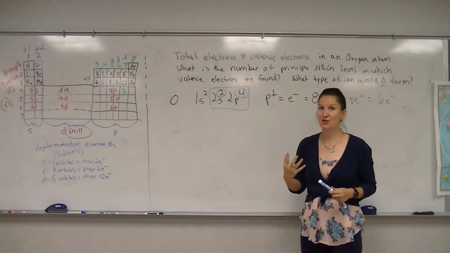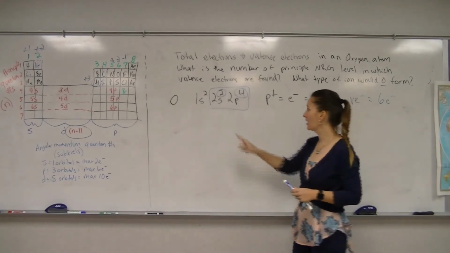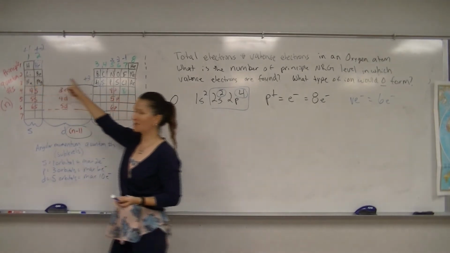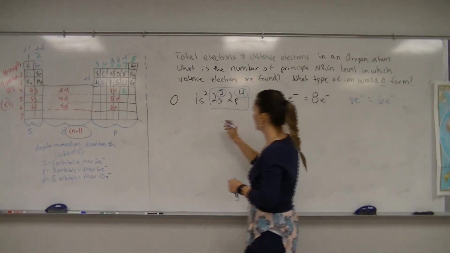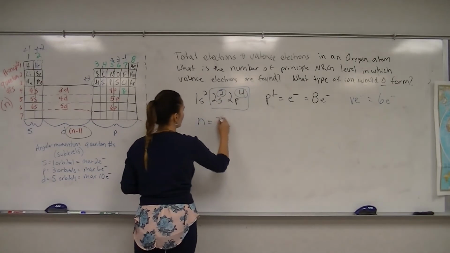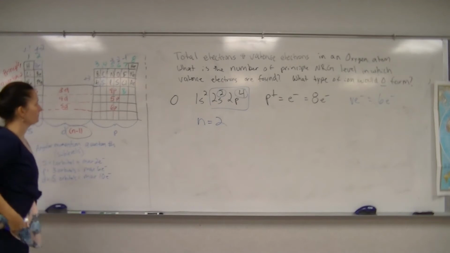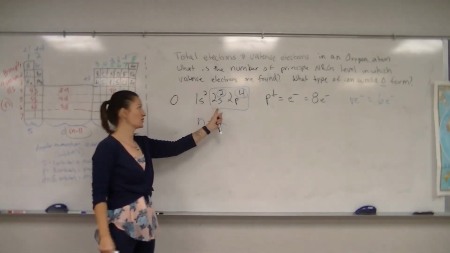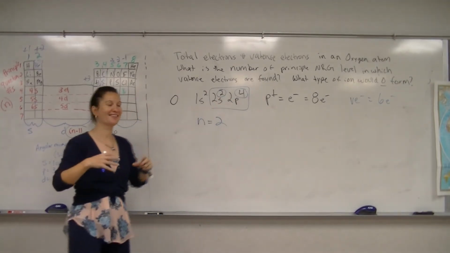Next, it asks, what is the number of the principal energy level? So what's the highest energy level? What row? What period is it in? That's what it's asking. Well, it's in period 2. If we look at the periodic table, it's in period 2, so that's all it's asking for. So for the principal quantum number, represented by the letter n, we're going to put 2. And that's the level in which the valence electrons are found, right? Level 2. Those are the valence electrons all coming together.